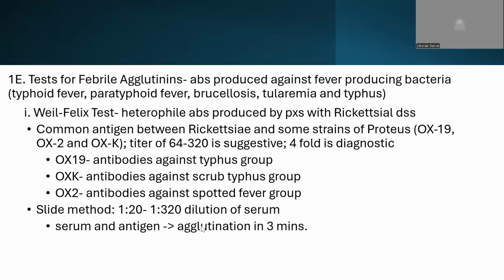So you have the slide method. You make serial dilutions of the serum, 1:20 until 1:320. You add it with your antigen, and then you observe agglutination in 3 minutes.